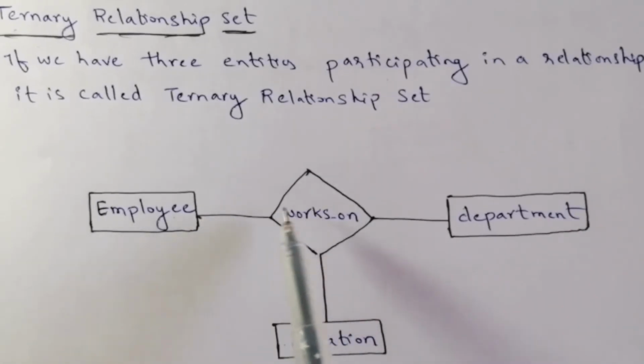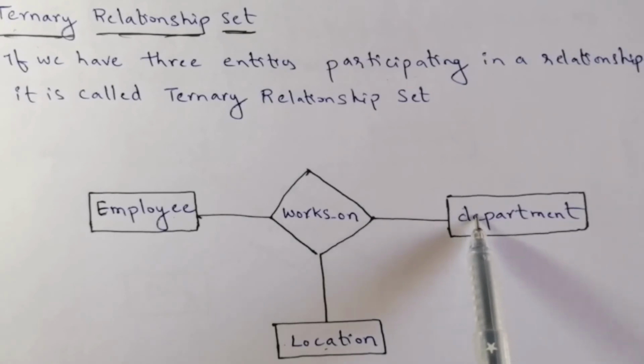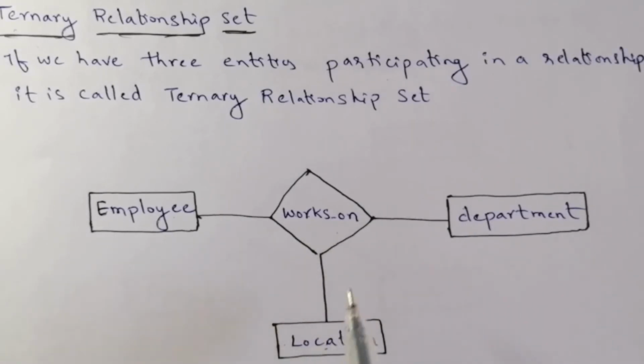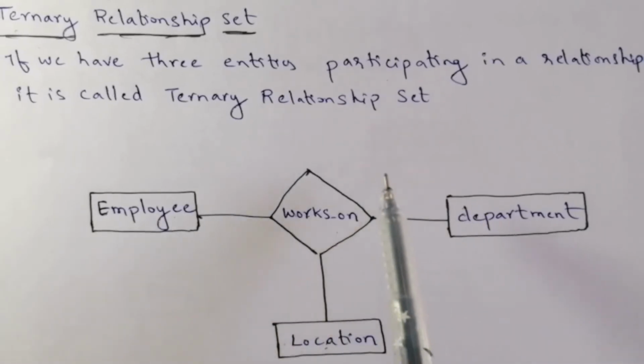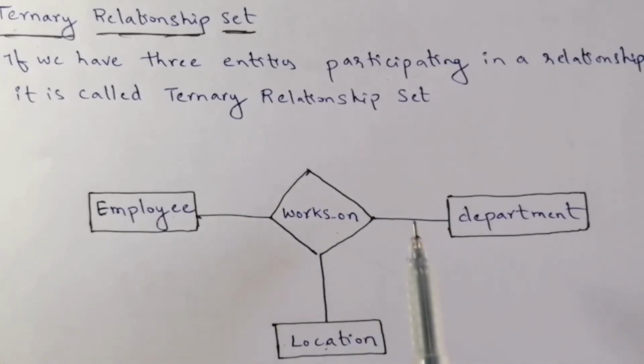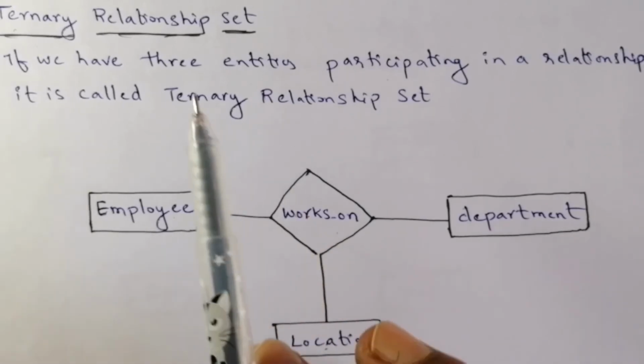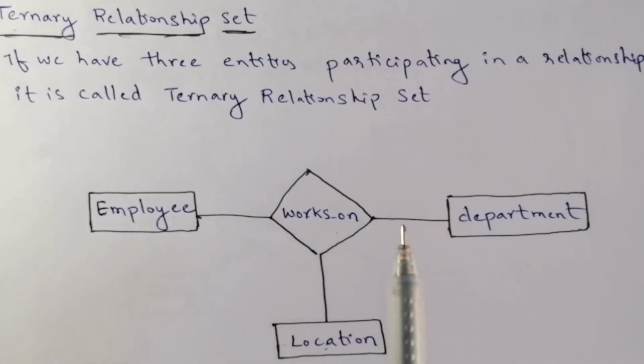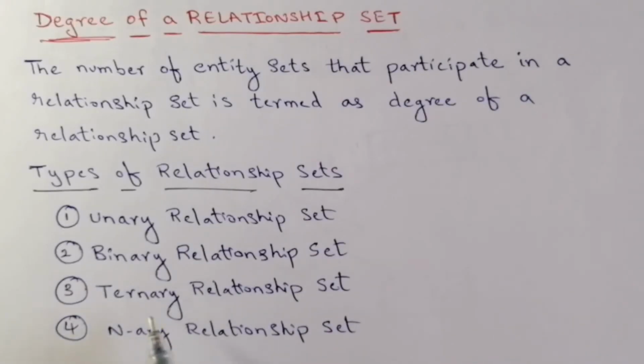Employee works in a department at a particular location. See here how easily we can represent it in an ER diagram. We can simply signify our words easily with ER diagrams, right? In the coming lecture we are going to learn about the cardinalities which add extra features to the ER diagram. Here we are just learning about the relationship set itself, right? If we have three entities, we call it what? Ternary relationship set. So we have discussed the ternary relationship set.